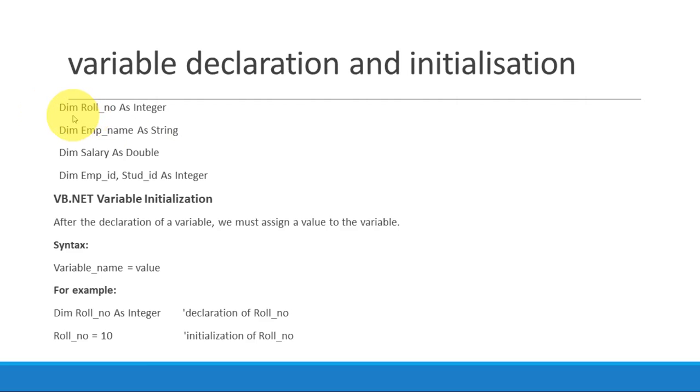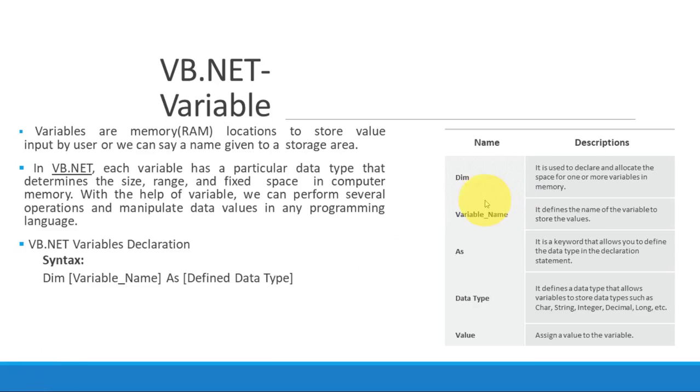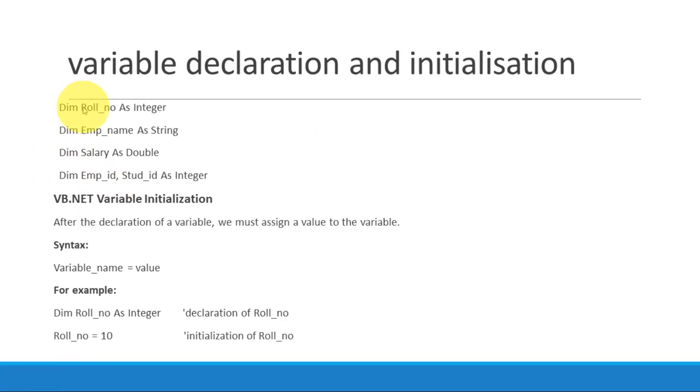Dim is a reserved keyword, which we have already discussed in the previous slide. Dim, then the variable name, then As. Dim is used to declare and allocate space for one or more variables in memory. Dim roll number: this is a variable name, As is again a reserved word, and Integer is a data type. Dim emp name as String. So we have declared different variables with different data types.